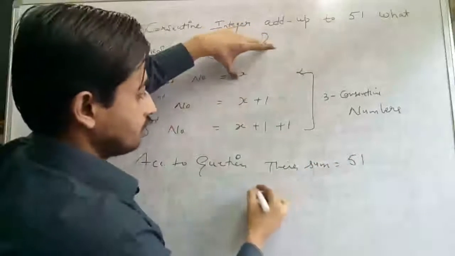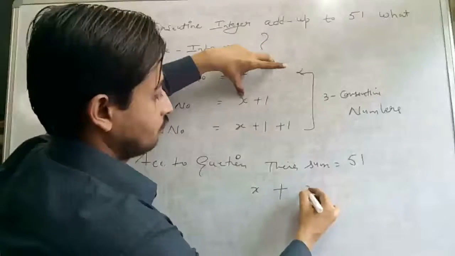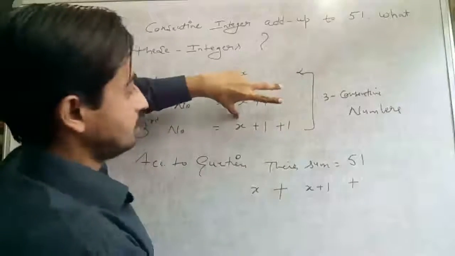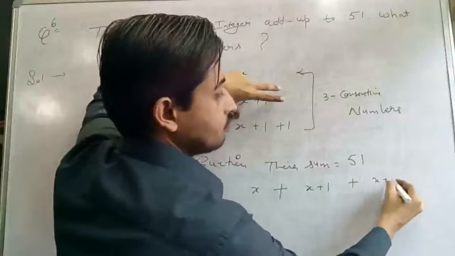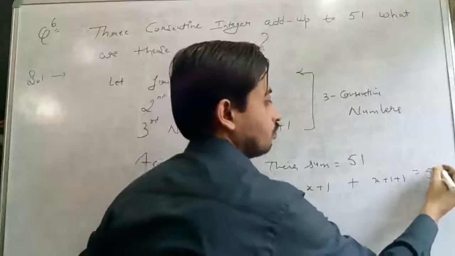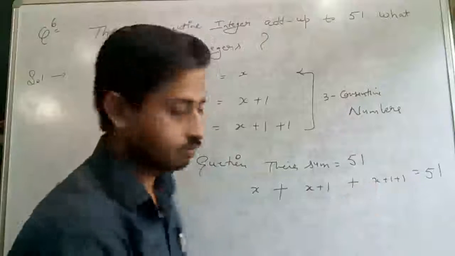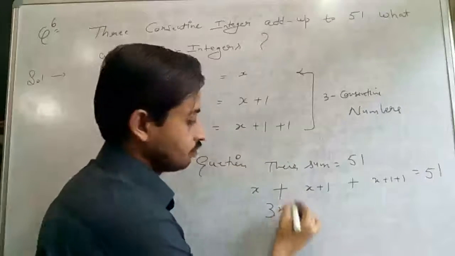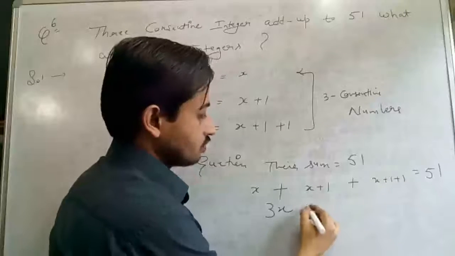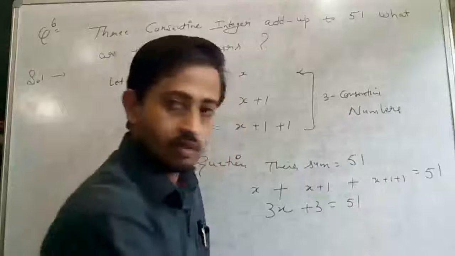So the first number is x, the second number is x plus 1, and the third number is x plus 1 plus 1, which is equal to 51. Now we add x plus x plus x, which is equal to 3x, and 1 plus 1 plus 1, which is equal to 3. We get 51.